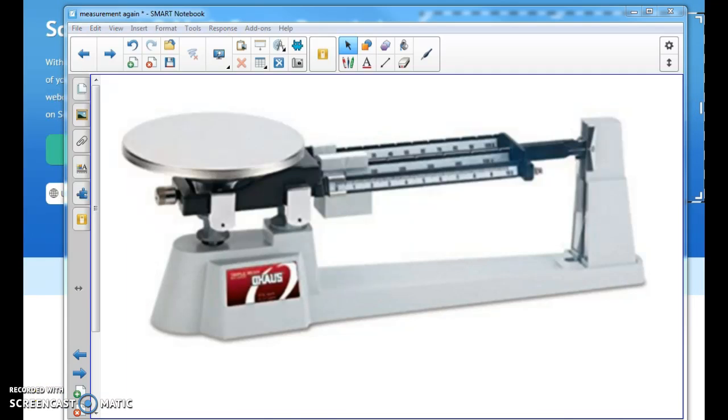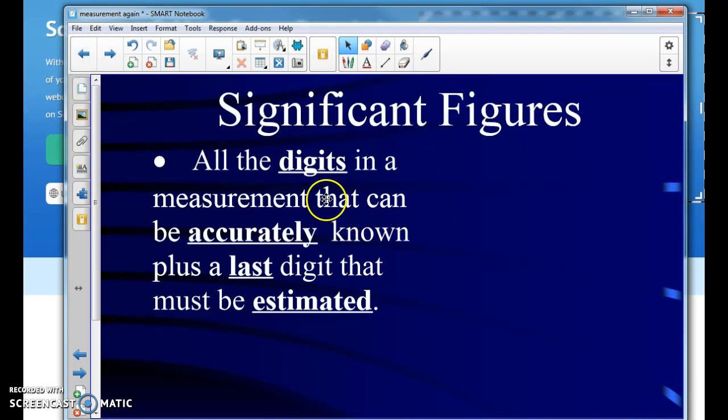So in this little video, I want to review how to read and take measurements using the correct number of significant figures. If you will recall, significant figures said that it's all digits in a measurement that can be accurately known, plus a last digit that must be estimated. This estimation means a guess. So we'll write every single number we can observe, and then at the end of all of those numbers, we'll throw on one number that's a guess or an estimate.